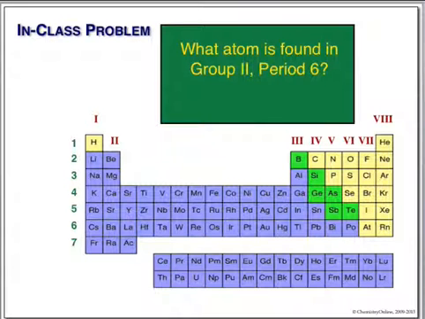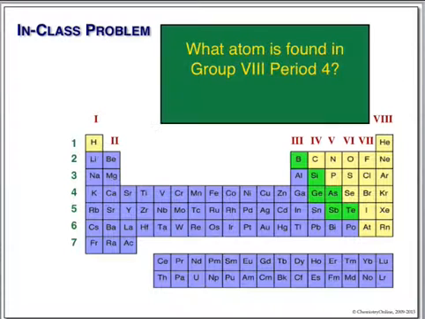Group 2, period 6. Go to your second group, go down to the 6th period, yeah? I don't know if you pronounce it right. Barium. See, this is fun. Group 8, period 4. Well, all the way over here on group 8, down to 4. KR, what do you suppose that is? Nope. Not kryptonite. It's krypton.